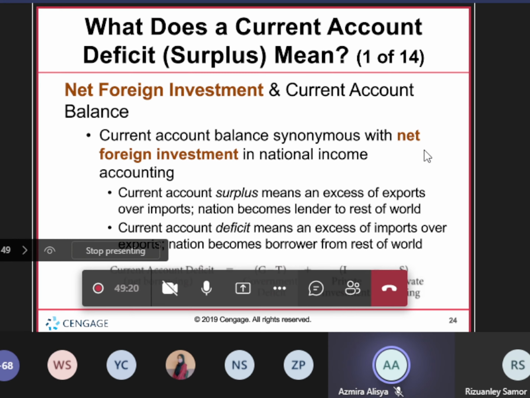Current account balance means net foreign investment in national income accounting. So a current account surplus means an excess of export over imports, of course, the major part of it, and the nation becomes a lender to the rest of the world.